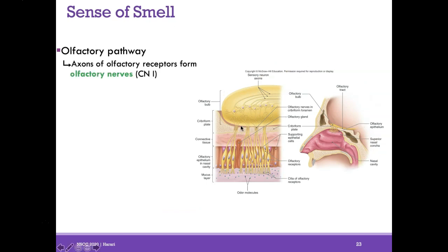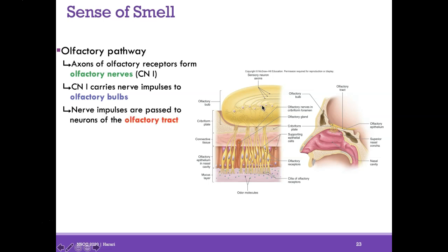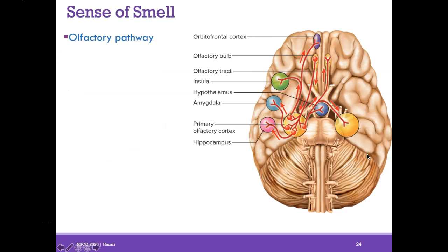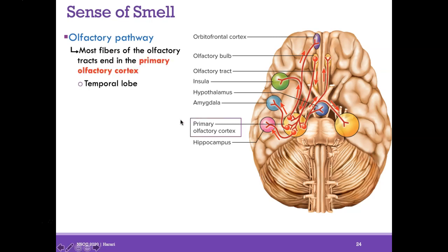So the olfactory receptors all form cranial nerve 1. Cranial nerve 1 is the olfactory nerve, which carries them to the olfactory bulb. The nerve impulses are passed to neurons of the olfactory tract, which then go to the olfactory centers of the cerebrum, specifically in the temporal lobe, where the scent is perceived. So this is an overview of the projection pathways of the brain. After we go from the olfactory bulb, you go through the olfactory tract to the primary olfactory cortex of the temporal lobe.